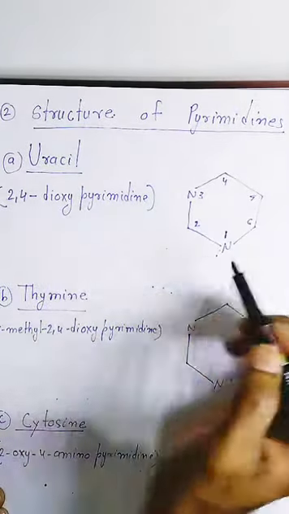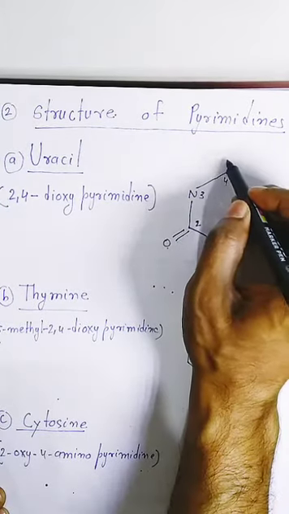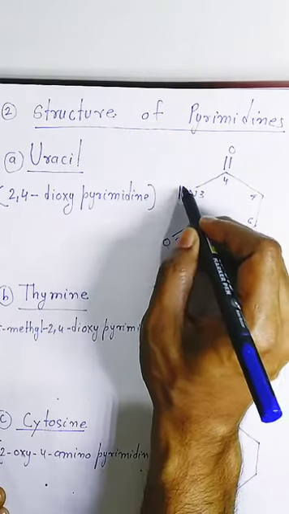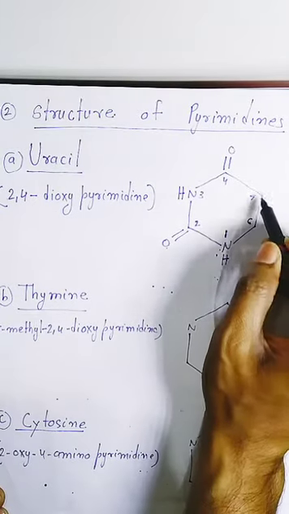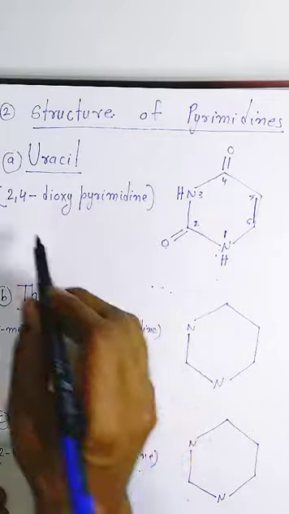Now the name 2,4-dioxy: at this second carbon there is oxygen, and at the carbon number 4 there will be oxygen. Now students, fill up the valency of nitrogen. Nitrogen is trivalent, so you have to put the hydrogen here, and here also. And you have to make the carbon tetravalent, so here also you put the double bond. So this is the structure of uracil.